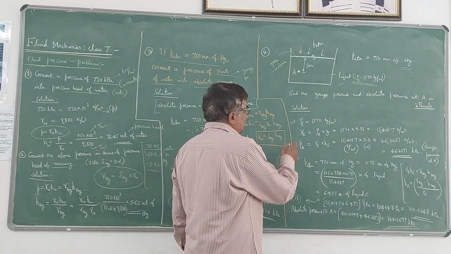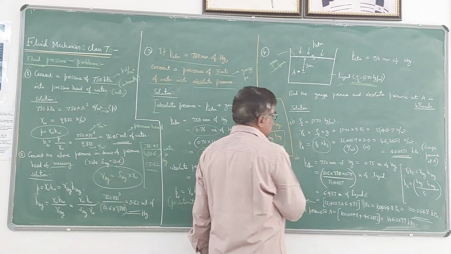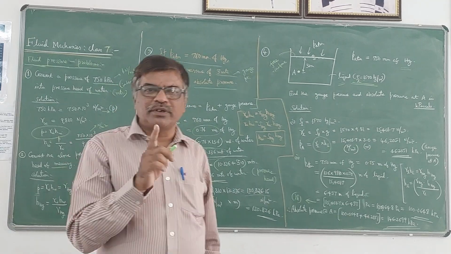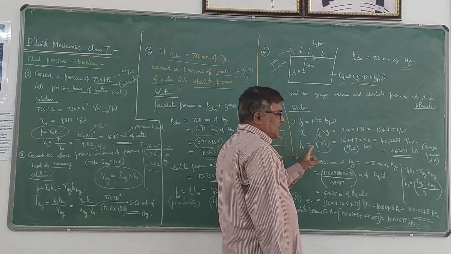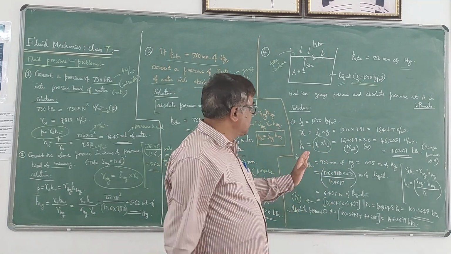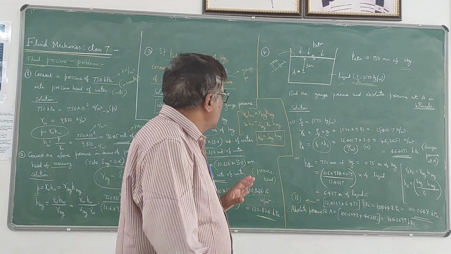Once you get the value of gamma, you can find the gauge pressure. The gauge pressure is the pressure measured with respect to atmospheric pressure as datum. So gamma into H gives the value of P. Whatever you are writing as gamma into H is nothing but the gauge pressure. Please remember that.